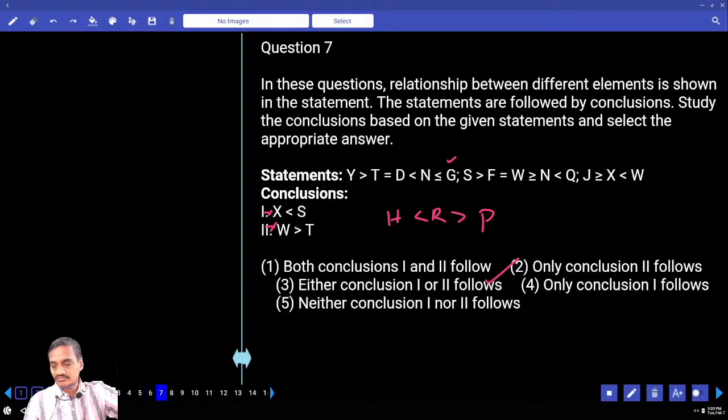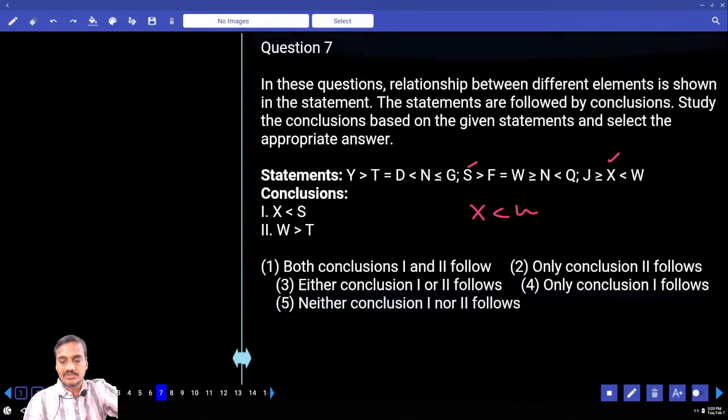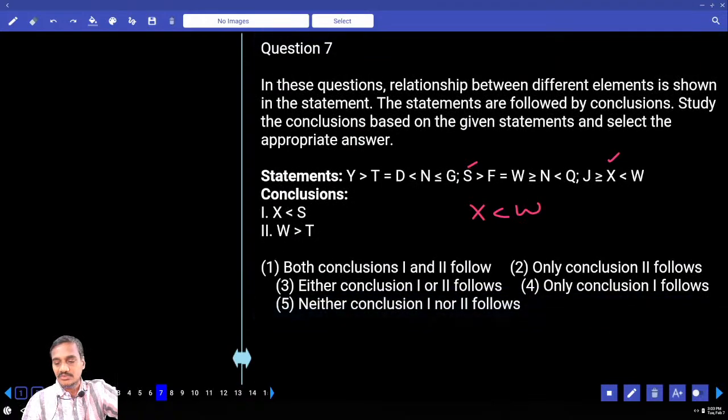Then the seventh one. Now in this 7, the relation between X and S. X is here and S is here. Tell me which element is common? W. X lesser than W and S greater than W. S greater than W means W lesser than S. Now from X to S, X lesser than S is definitely true.